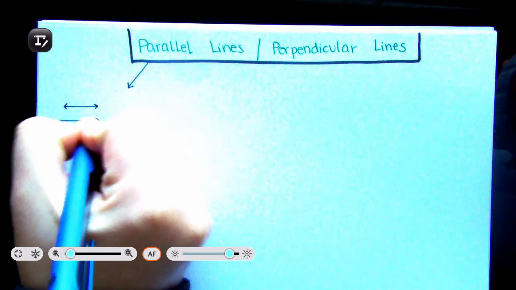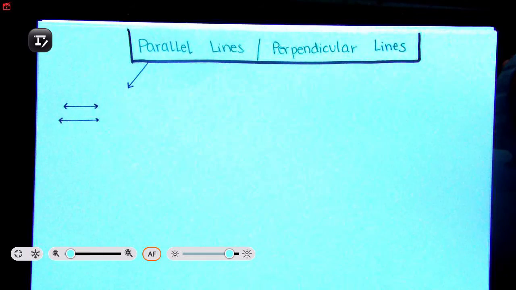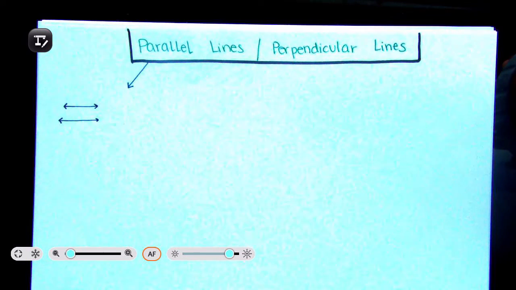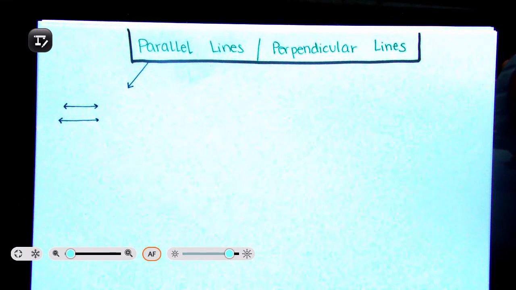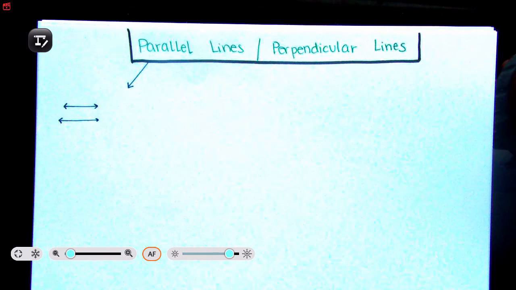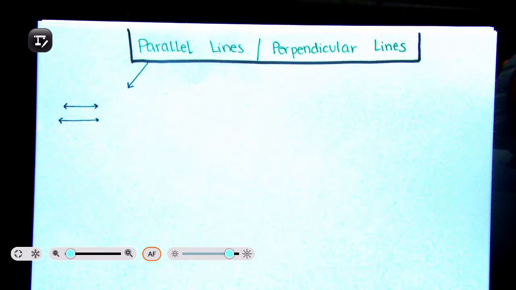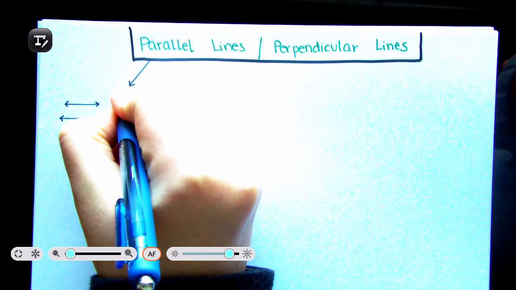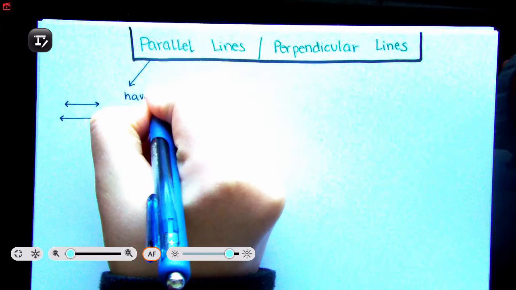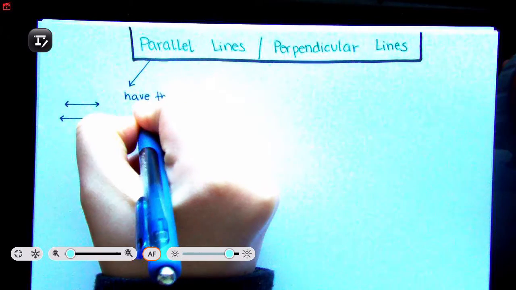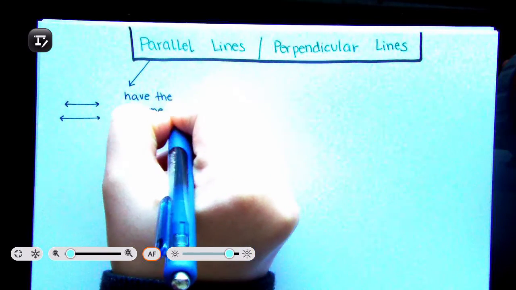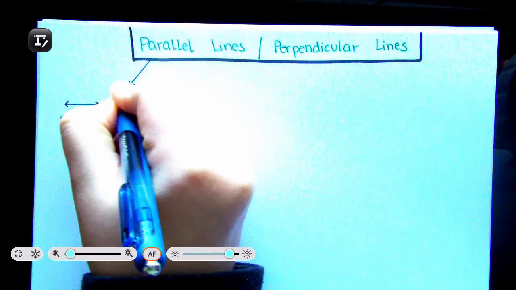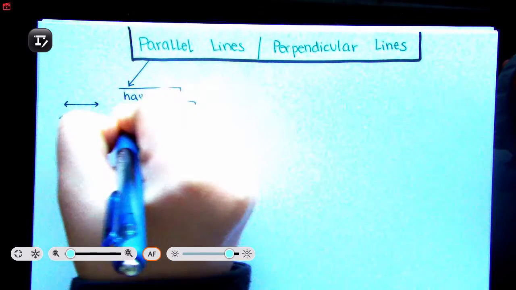We saw parallel lines when we were working with parallel lines cut by a transversal. But again, these lines can be in any sort of direction as long as they are the same direction and they never will cross. So one of the key things about parallel lines is that they have the same slope. So parallel lines have the same slope.